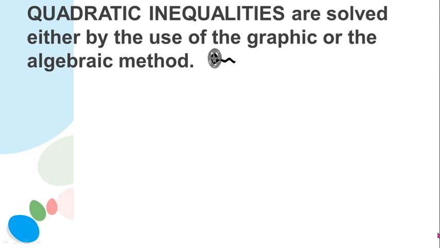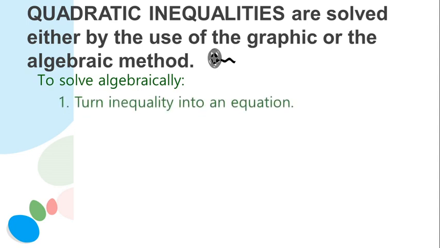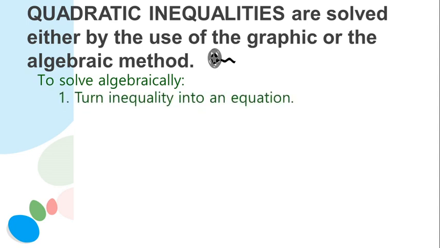Quadratic inequalities are solved either by the use of the graphic or algebraic method. So to solve algebraically, we follow these steps. First, we turn the quadratic inequality into an equation. So we are going to change the inequality symbol that is used into an equal sign. Then, we find the solutions.